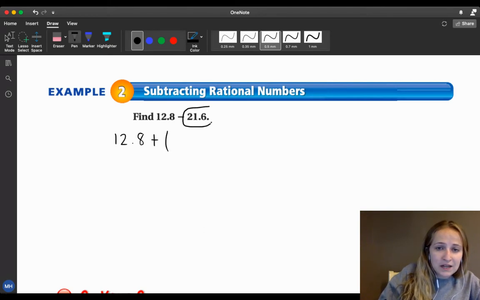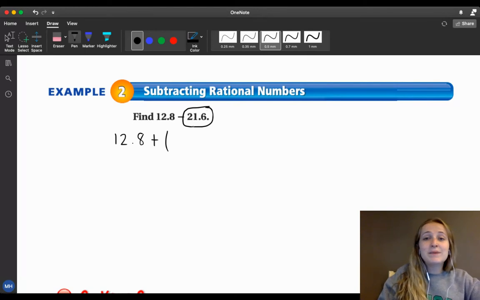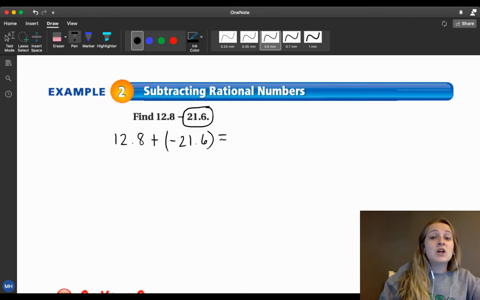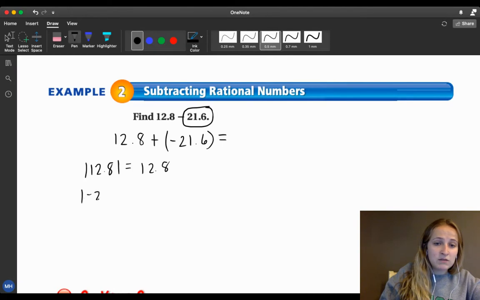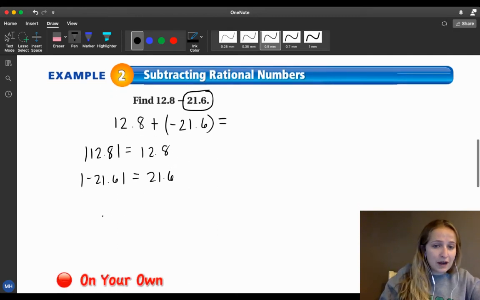The opposite of 21.6 is just going to be negative 21.6. So we're going to add negative 21.6. Then we are going to do the same thing we did in 1.2. Take the absolute values of both numbers. That's going to give me a positive 12.8. Take the absolute value of negative 21.6. That's going to give me a positive 21.6. Subtract the lesser absolute value from the greater absolute value.